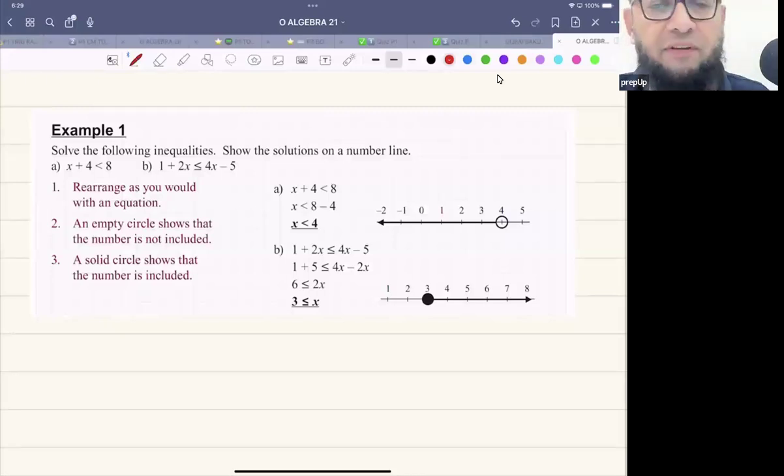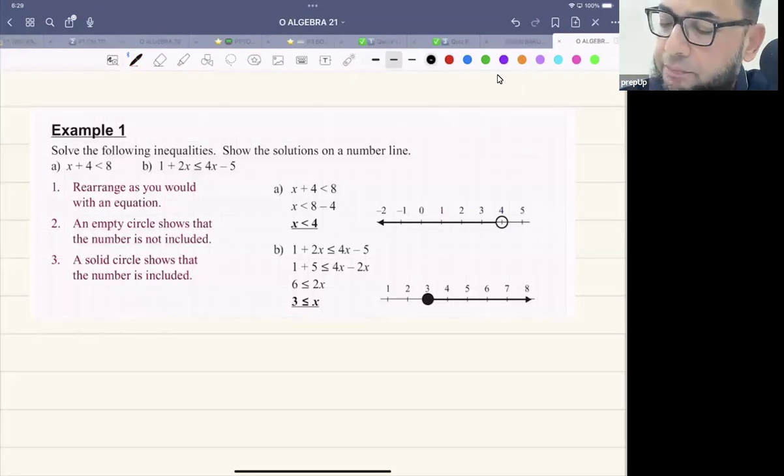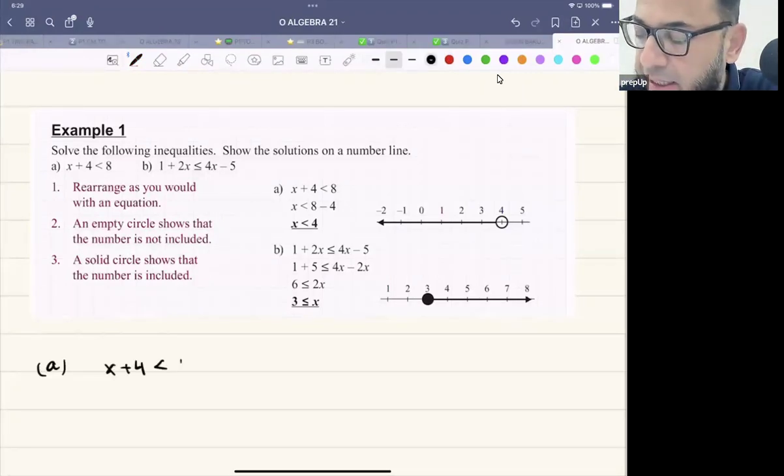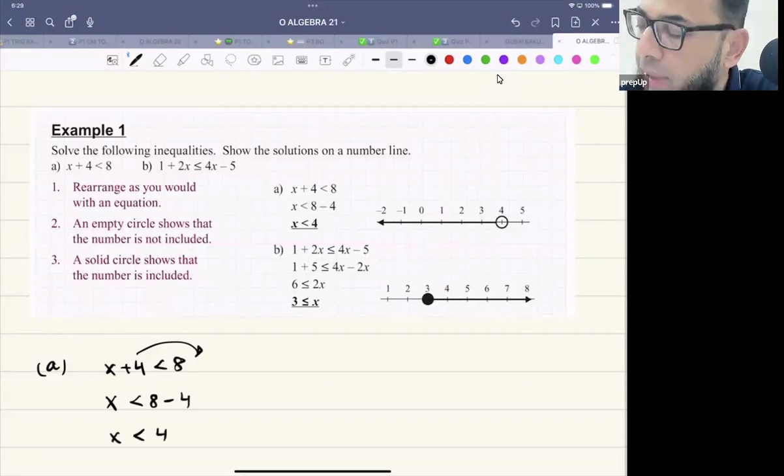Now it says solve the following inequalities, show this on a number line. It says x plus 4 is less than 8. So you have to make x the subject. So part A, x plus 4 is less than 8. Take 4 to the other side. X is less than 8 minus 4. X is less than 4.